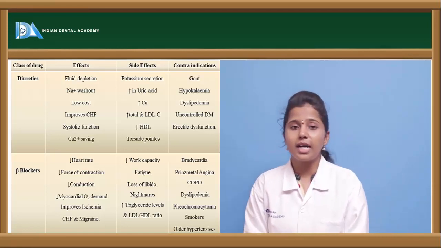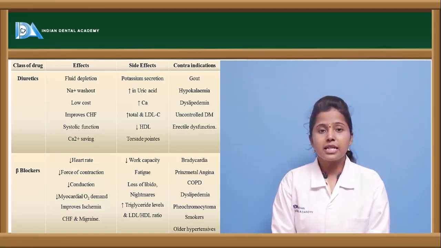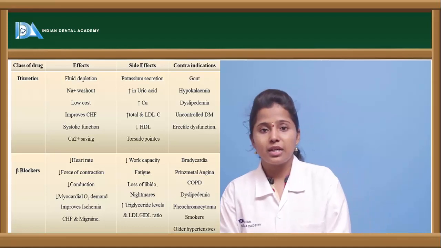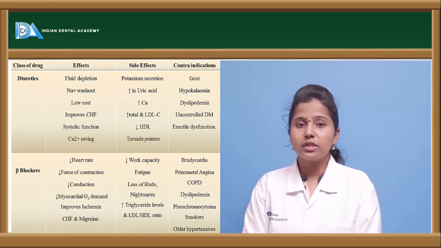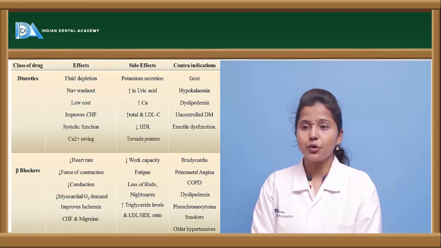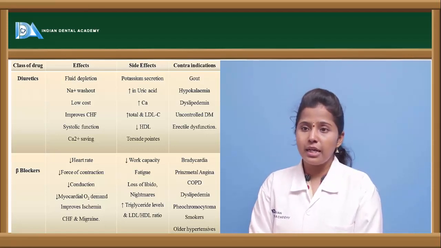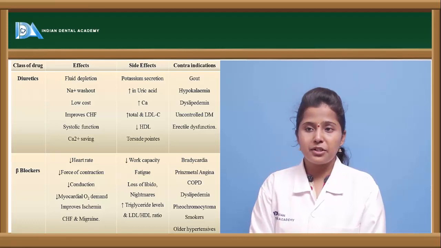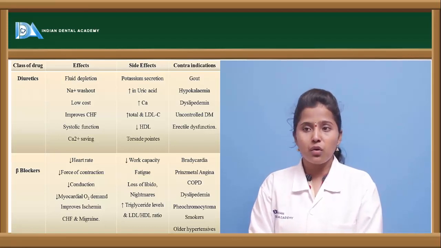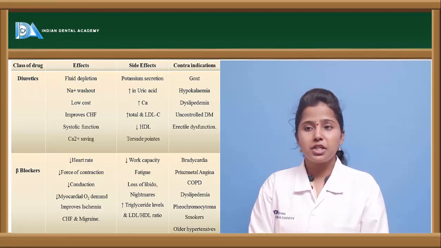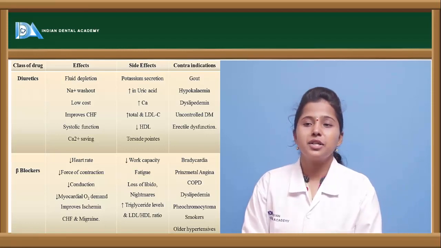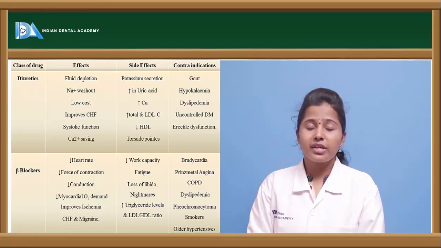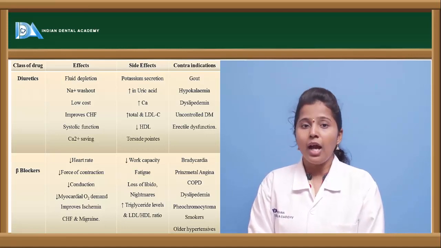The first class of drugs is diuretics. Diuretics are mainly used in renal failure. If there is any renal failure, then diuretics are used. They are used in hypertension also. The effects of diuretics include fluid depletion, sodium washout, improved congestive heart failure, improved systolic function and calcium saving. These are all the effects found when diuretics are given.